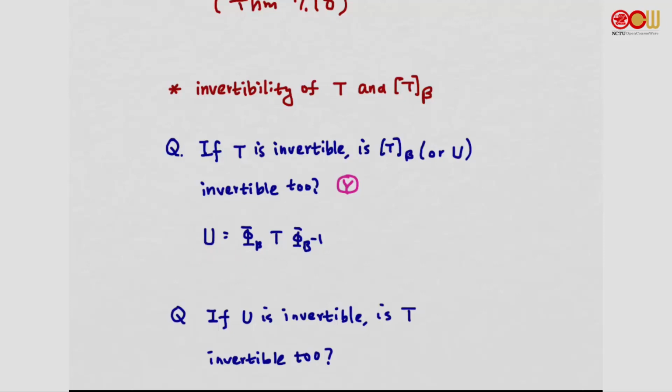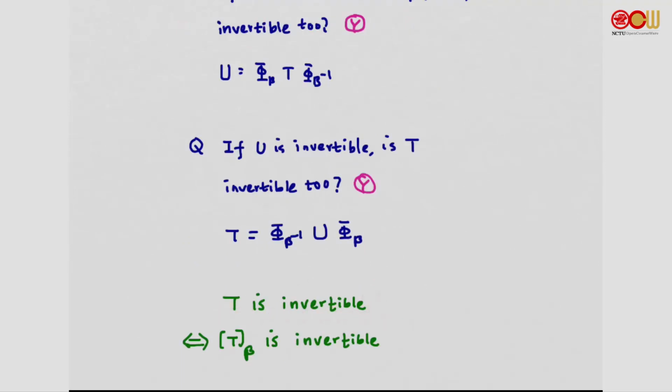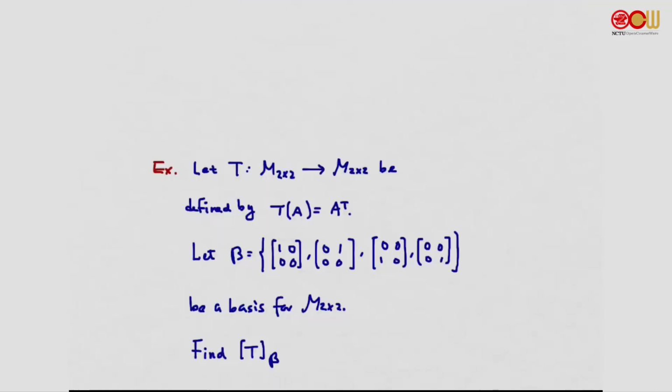For example, we can have one more phi_B and phi_B here, and we can have phi_B inverse here, and phi_B inverse here. Then we see that these two will cancel off, and these two cancel off as well. And we get T equal to this composition. If U is invertible, then T would also be invertible as well. So the converse is also true. And we get the conclusion: T is invertible if and only if its matrix representation is invertible, just like the case of Rn.